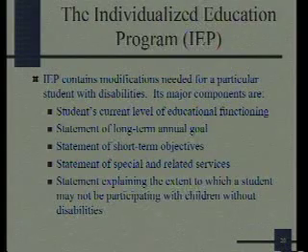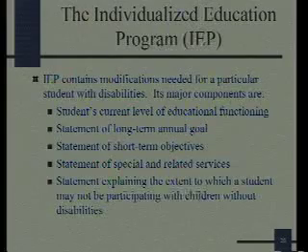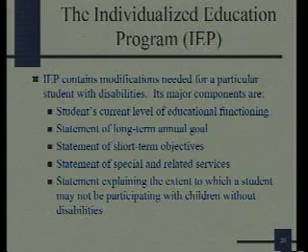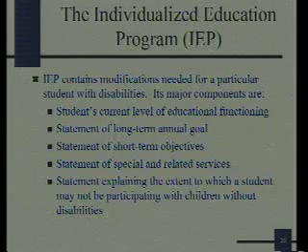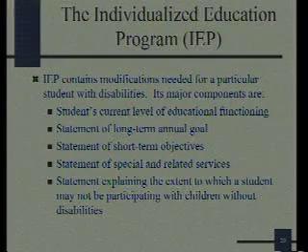The IEP will contain the modifications that are needed for a particular student, and they will spell out in detail what the student's current level of functioning is, what his long-term annual goals are, what the short-term objectives are that will lead to the acquisition of that annual goal, the need for special education and related services, and it will detail exactly what these services are going to be, along with the duration of these services and who will be delivering these services. The IEP is also required to explain the extent to which a child will be participating or not participating, as it were, in a general ed classroom.